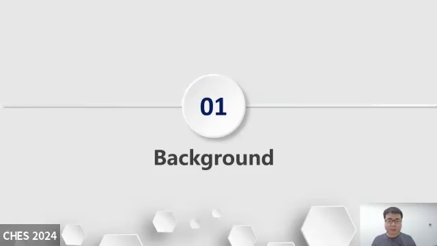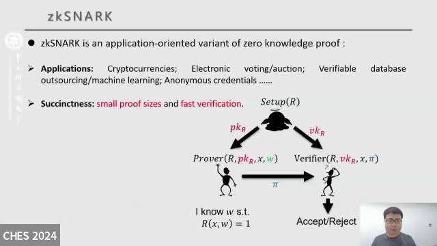In the first part, I'm going to talk about some background knowledge. First, I want to introduce the ZK-SNARK. ZK-SNARK is an application-oriented variant of zero-knowledge proof, and this is a framework. It has many applications such as this. It should satisfy succinctness, which means that it has small proof size and fast verification.